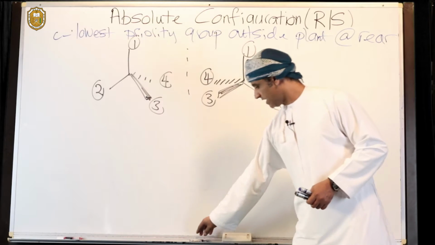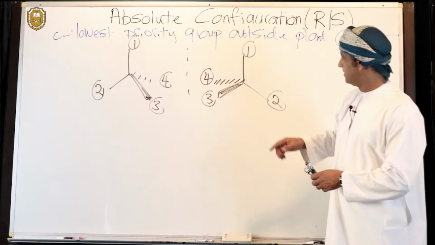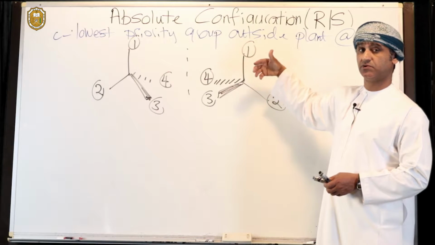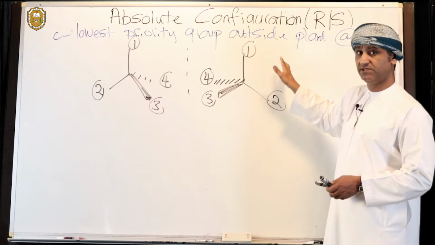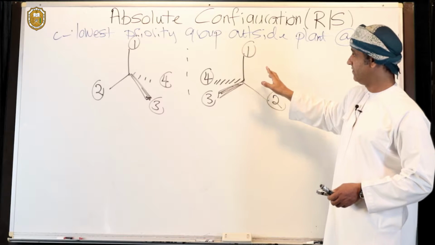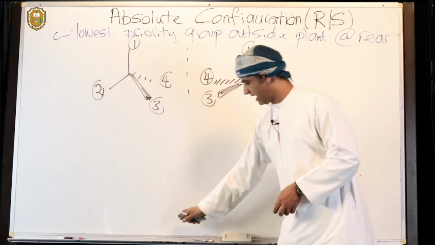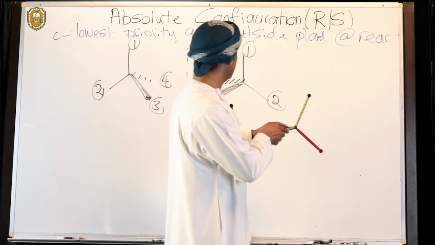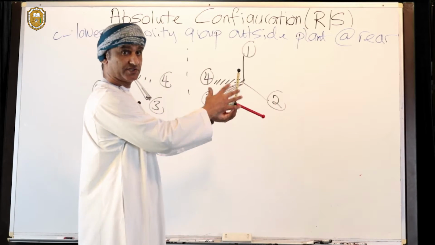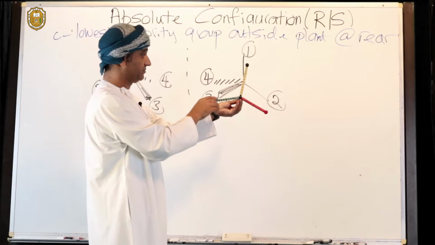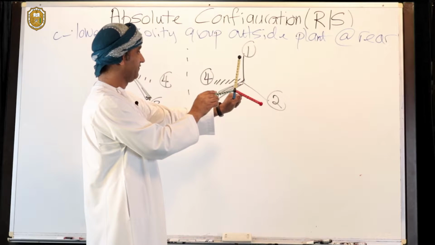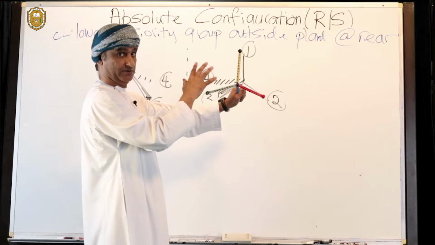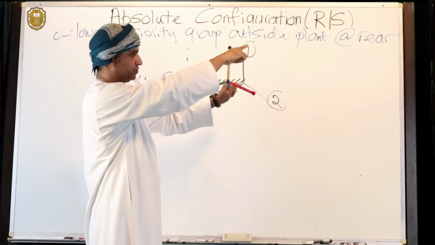Now, if you look at this, the lowest priority group is actually already behind, if you like. It's already at the back. So this should be the easiest so far. The way to look at this is not actually difficult. So if this model actually represents that drawing or that structure, and if this is number 4, so it's 1, 2, 3. It's ready actually for us. So it's 1, 2, 3.